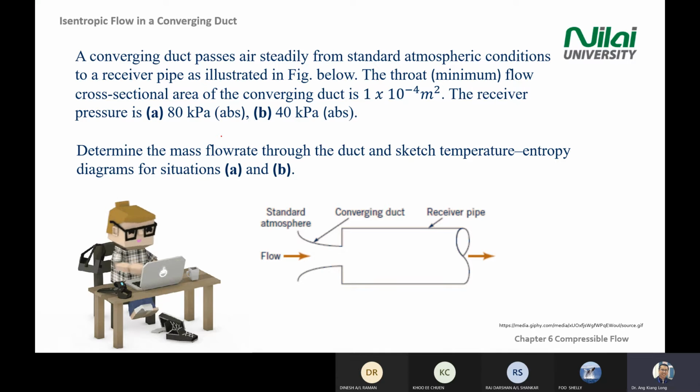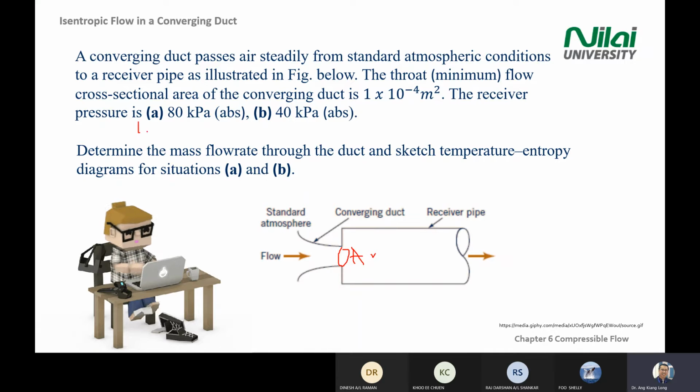Okay, so if you look at your diagram on your screen, you have a converging duct and a receiver pipe here. The flow is flowing from the left to the right. If you read the statement above, the throat minimum flow cross-section area is given here. The area is 1 × 10 to the power negative 4 meter squared. Area is given. Receiver pressure A and B is different.